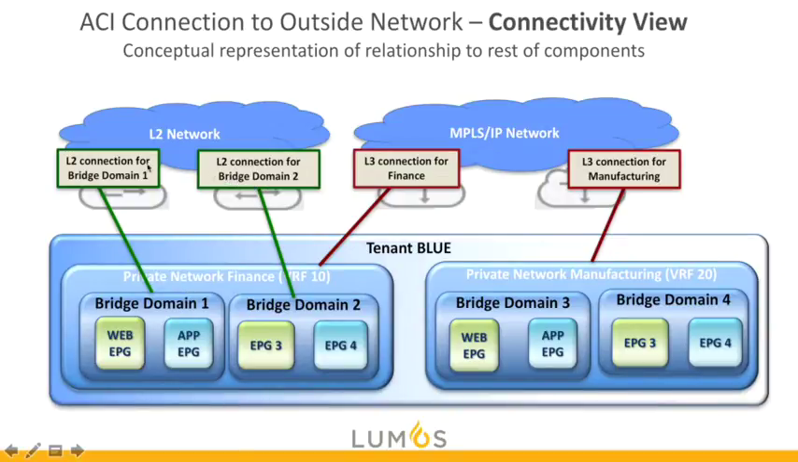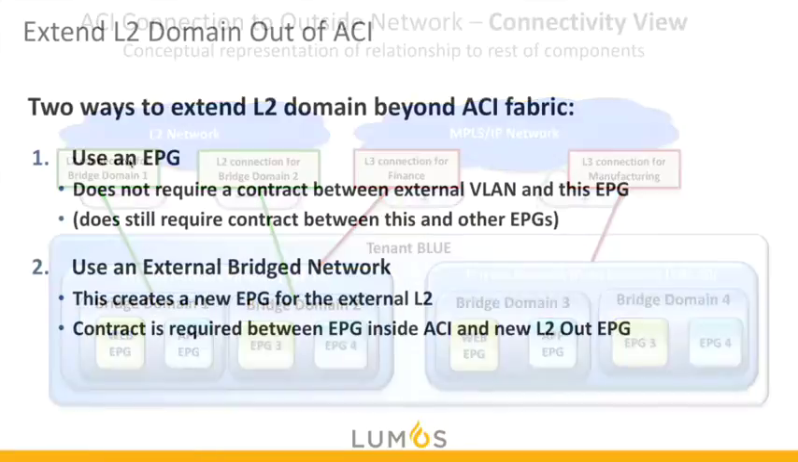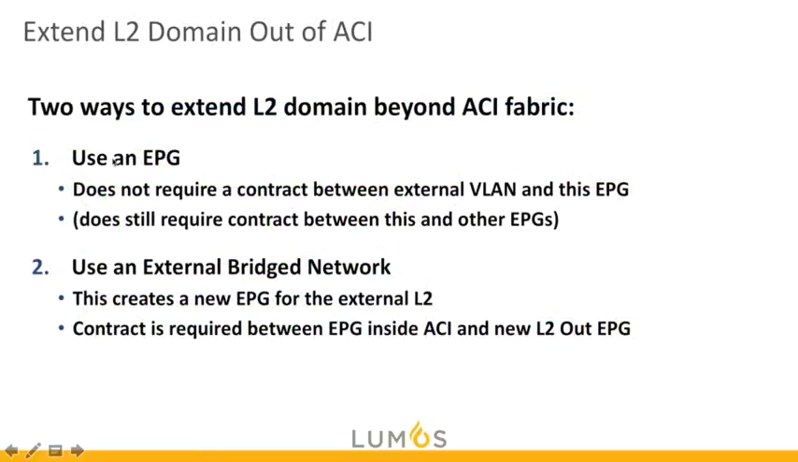To do so, we've got two basic choices. We can do so by connecting statically to an EPG. This does not require a contract between an external VLAN and this EPG. It still does require a contract between this and other EPGs, but we're basically extending an EPG out into an external layer 2 device. The other way is to use an external bridged network. This creates a new EPG for this layer 2 network, and a contract is required between the EPG inside ACI and this external EPG.